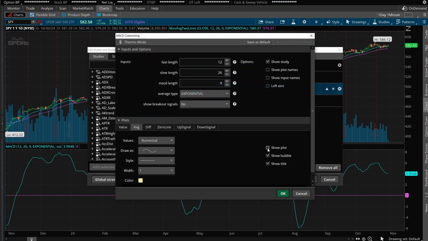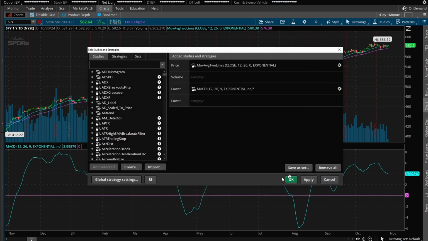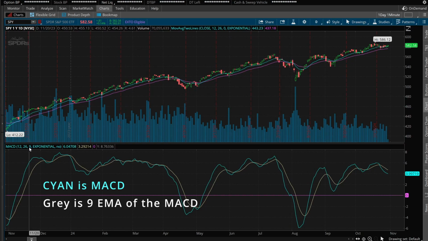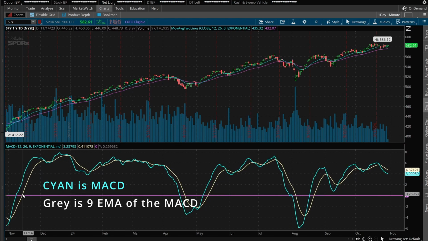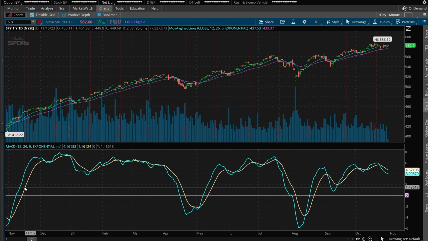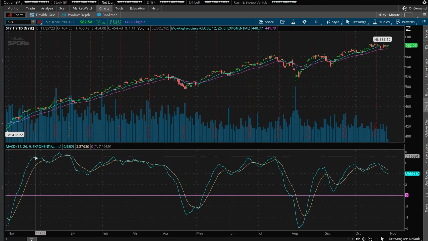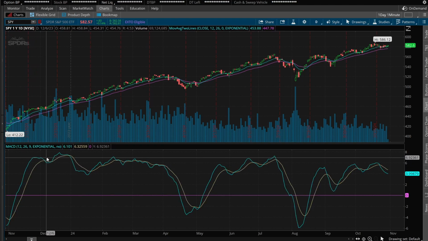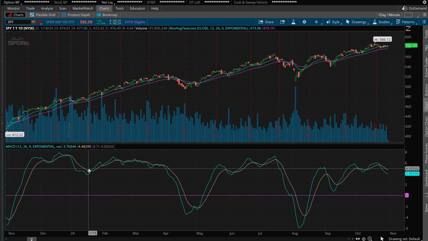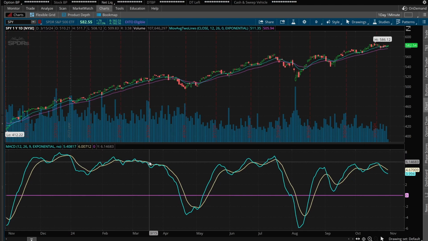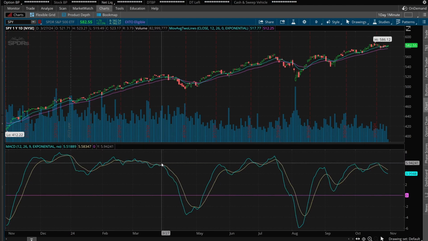So now I'm going to turn another part of the study back on, and that's going to be the average line right here. This average line is basically this 9 period. And what this 9 period is, is the 9 period exponential moving average of the MACD line right here. So that's all that is plotting. It's basically the 9 period average of the MACD. And this is just trying to smooth out this line because it can get jumpy at times.